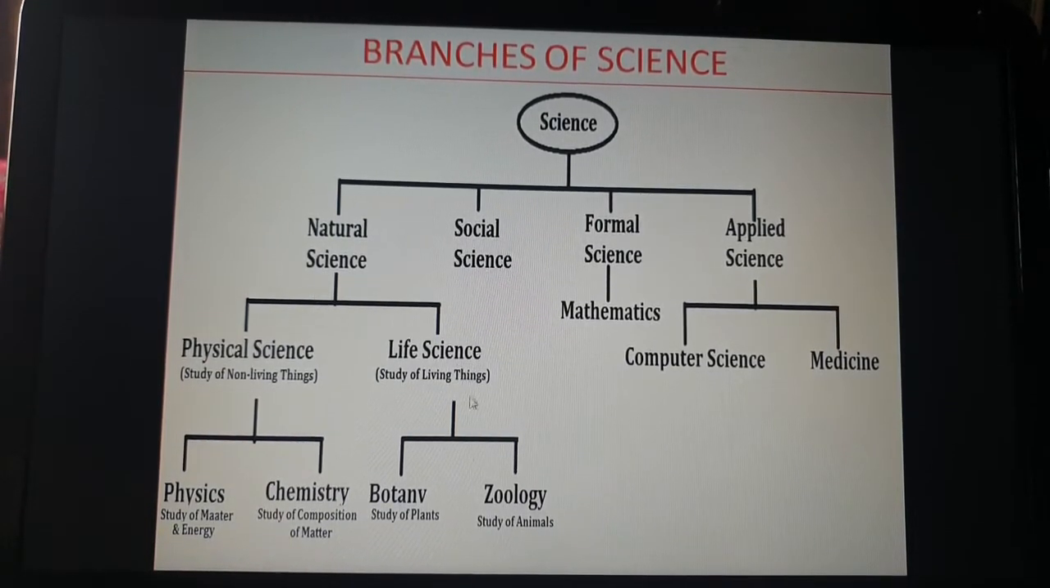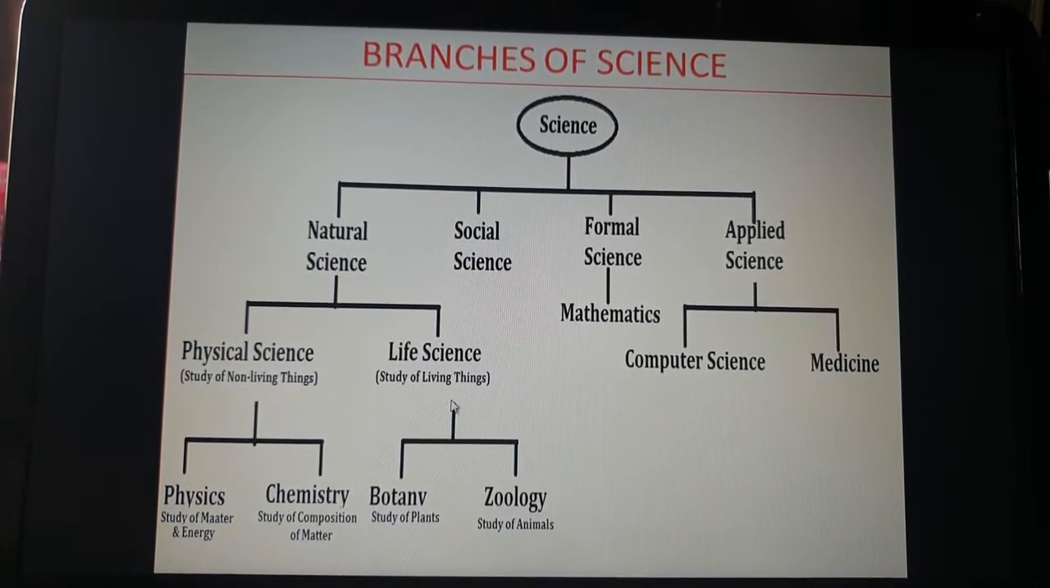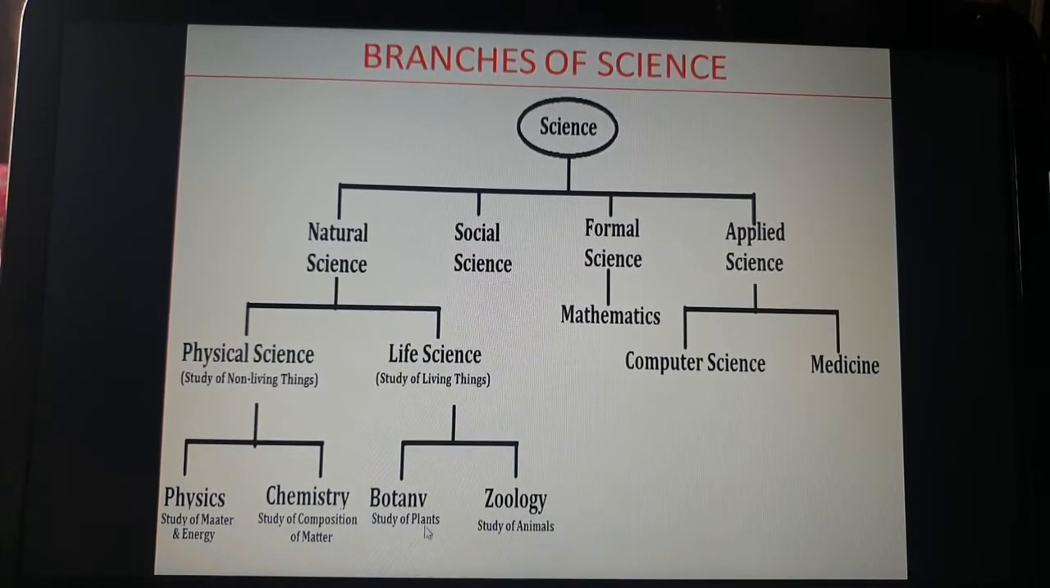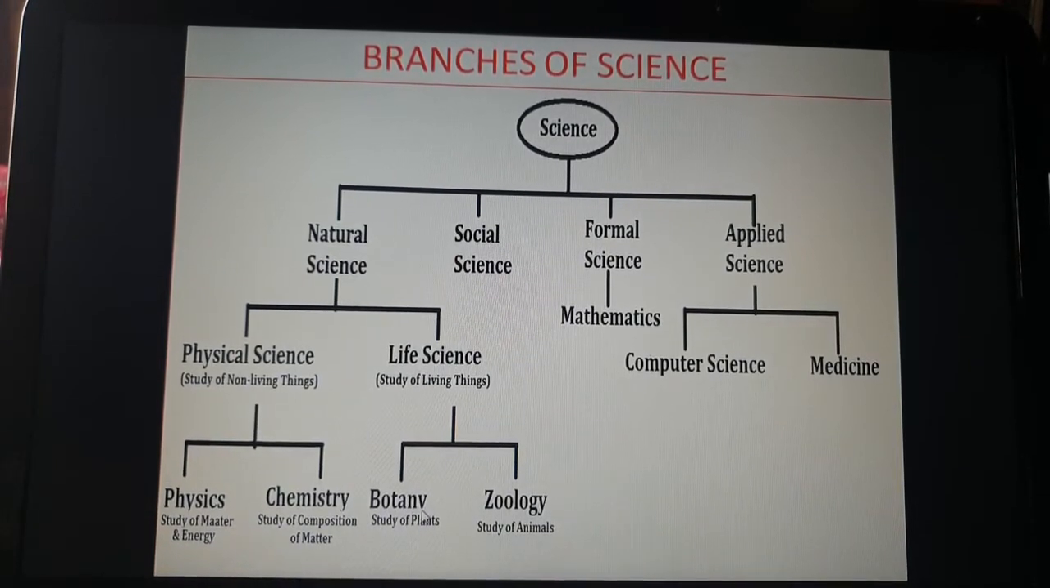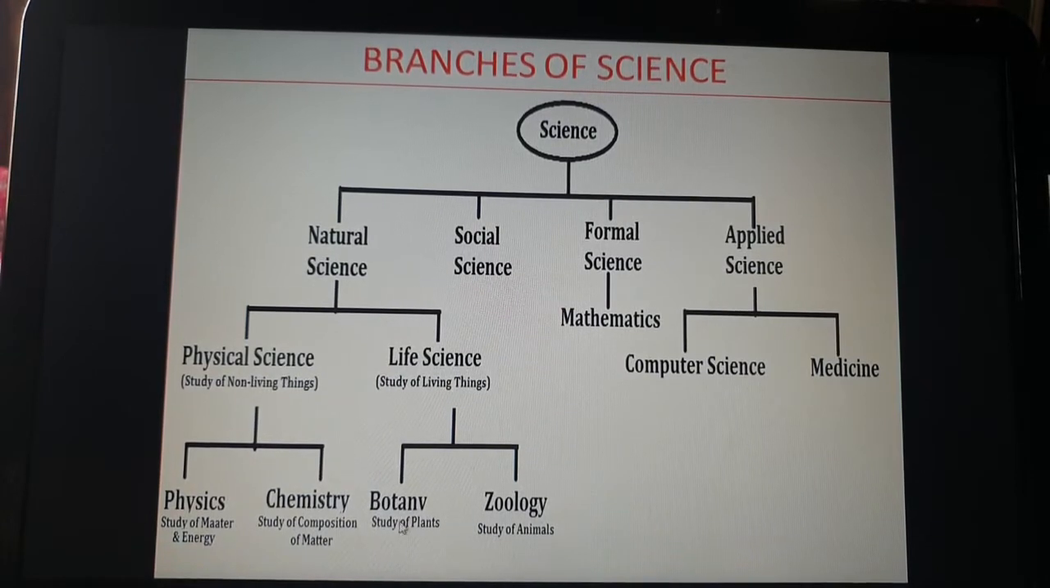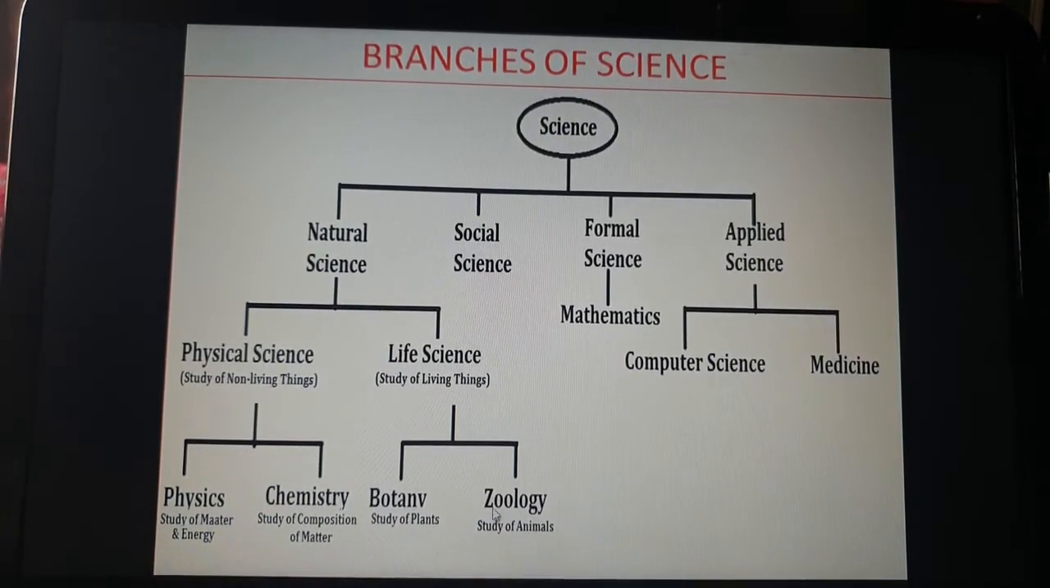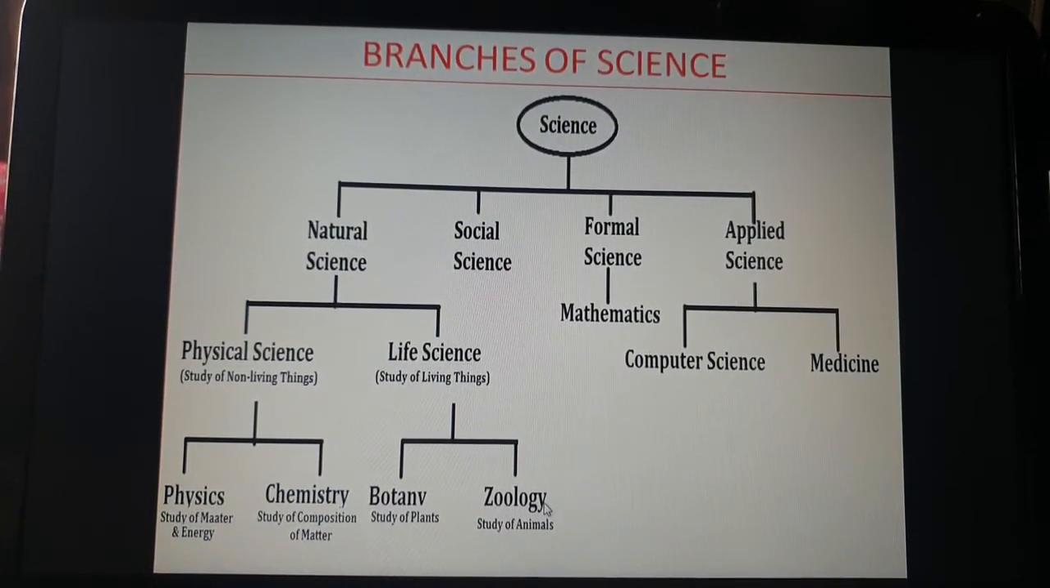And life science, that is the study of living things, can be further divided into two subcategories, that is botany and zoology. So please change here. This is not a y, this is a y. Botany, that is the study of plants, and second is zoology, that is the study of animals.